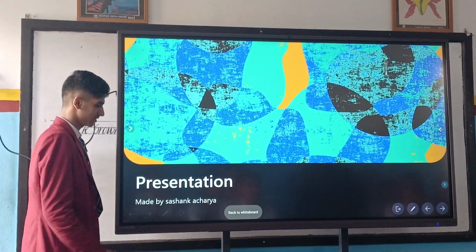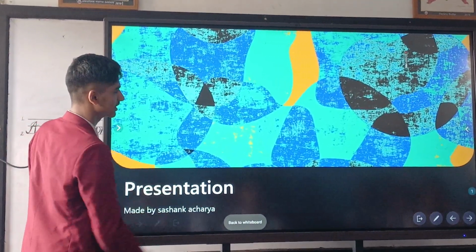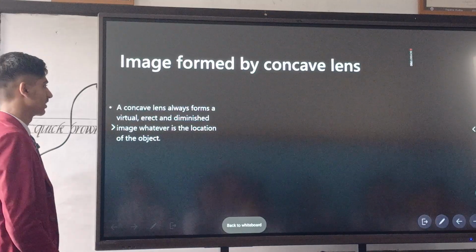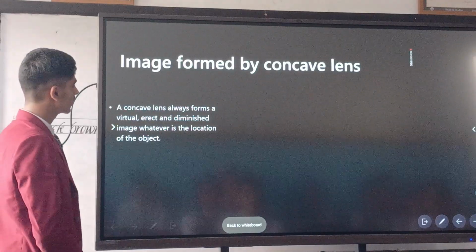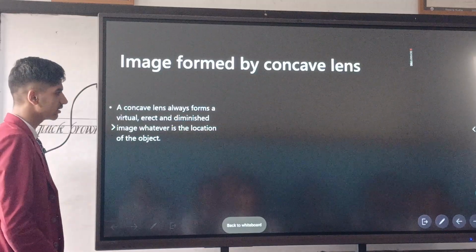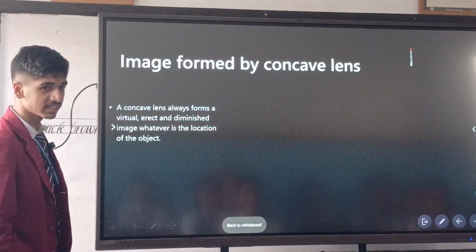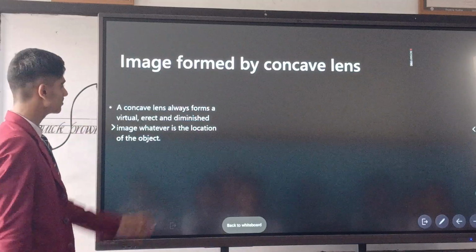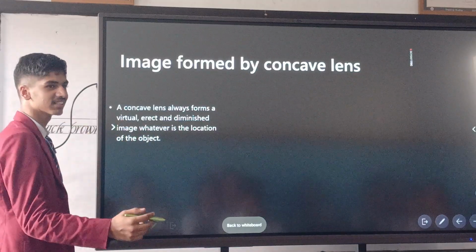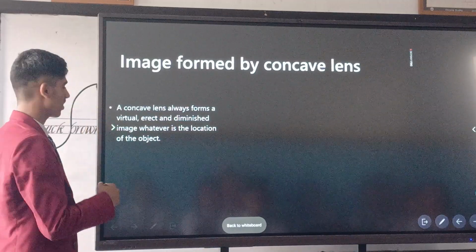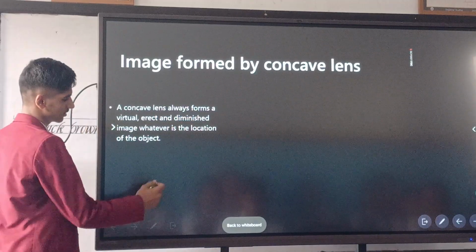Namaskar everyone. Today I'm here to present on the topic of image formed by a concave lens. A concave lens always forms a virtual, erect and diminished image whatever the location of the object. If the image is erect, it is a real object, and if the image is downward, it is virtual.